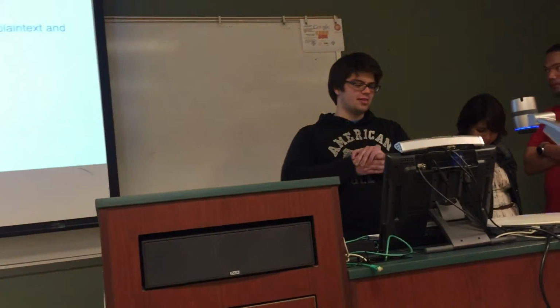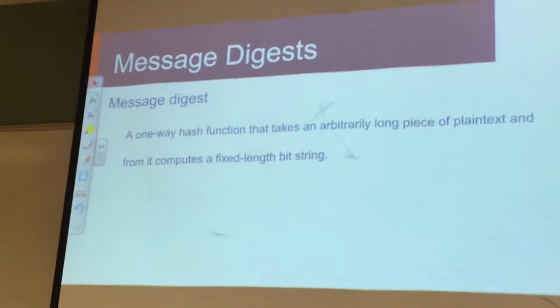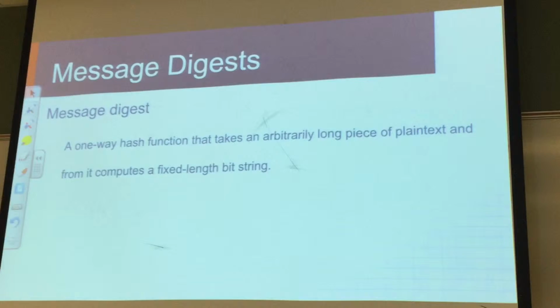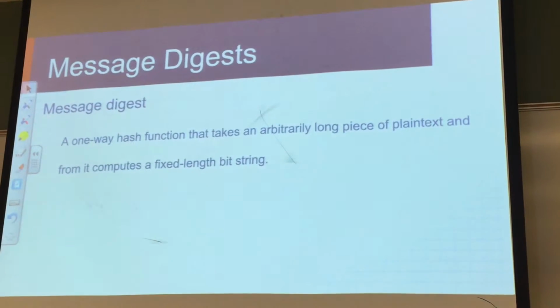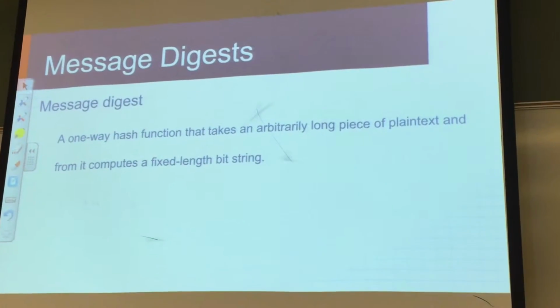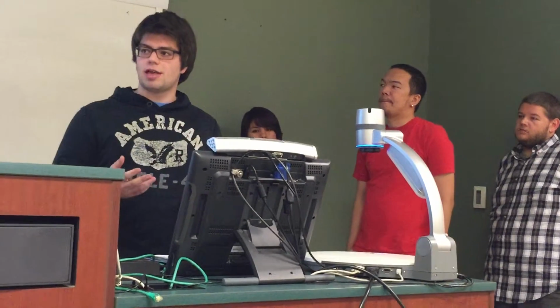You guessed it, we're doing message digests. A message digest is basically a one-way hash function that takes an arbitrarily long piece of plain text, and from it computes a fixed length bit string. So basically, a message digest is a hash function that you can apply to any arbitrary message. And when you apply it, you're going to output a hash, and that hash is always going to be the exact same length, and it's going to uniquely identify that message. So that way you can authenticate the message by looking at the hash associated with it.